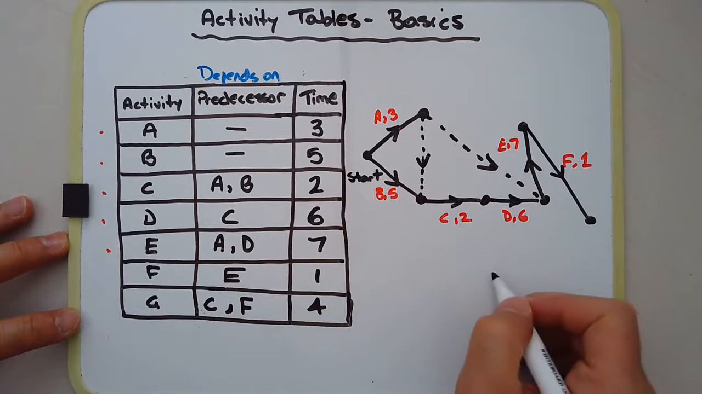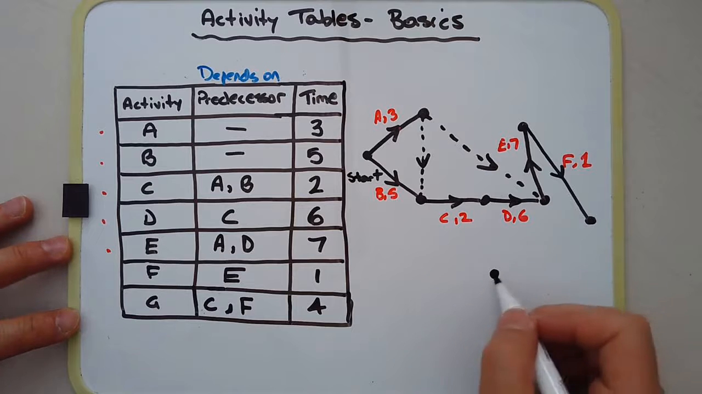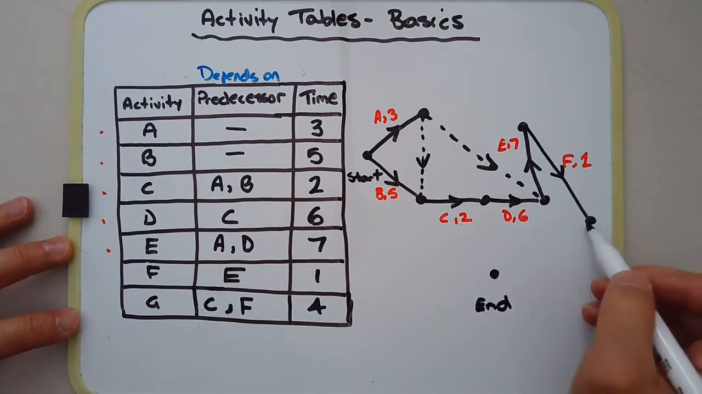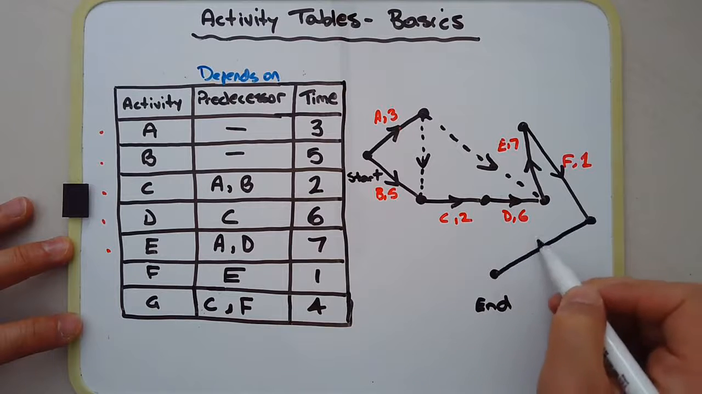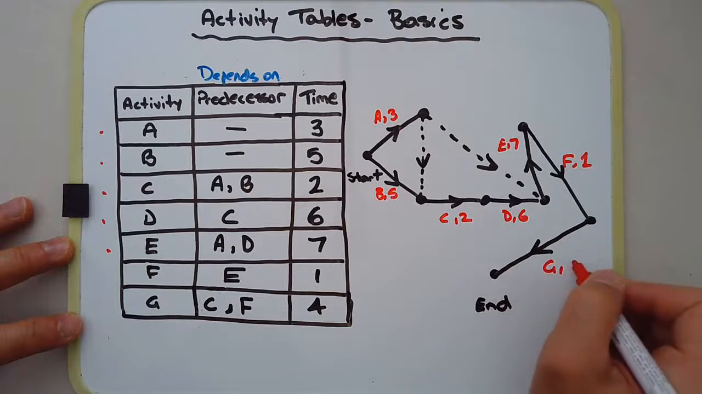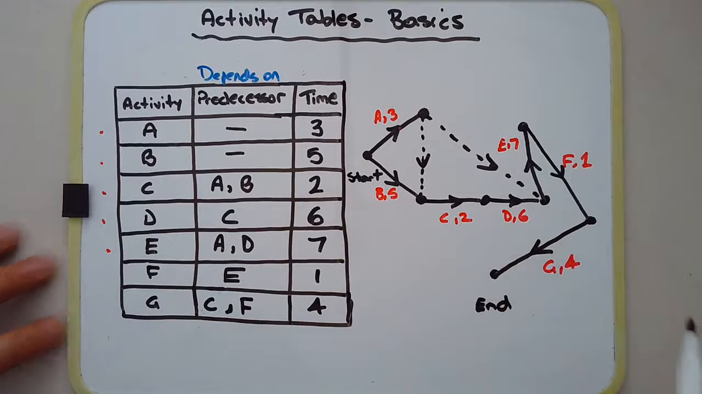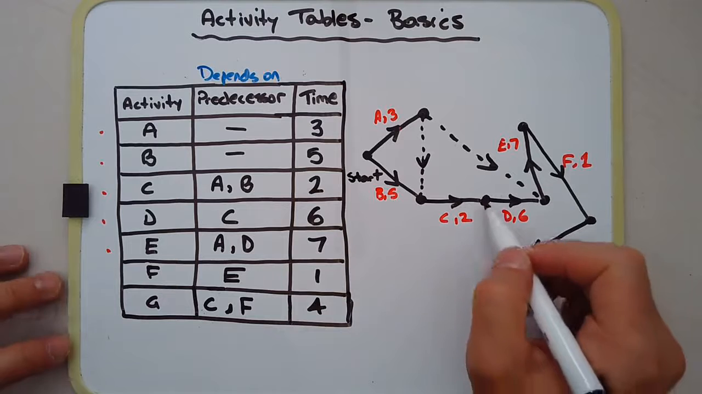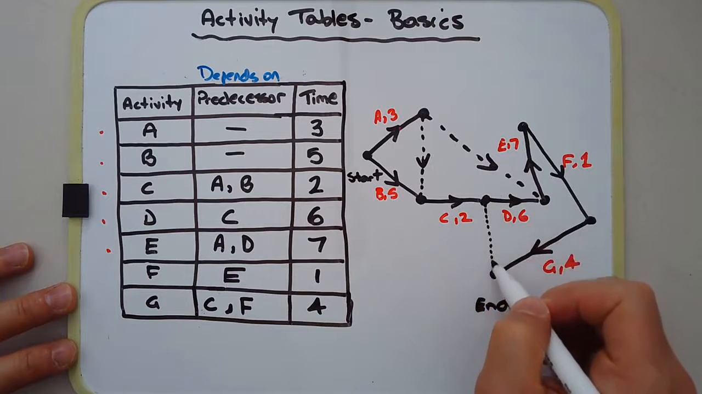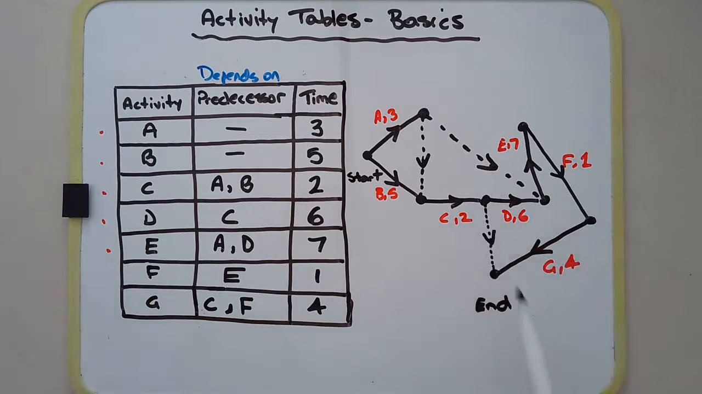So maybe I might just draw this. So this is really our end vertex. Okay, so this is activity G, and this needs 4 units of time to complete. However, it also depends on activity C as well. So I could put in a dummy activity.